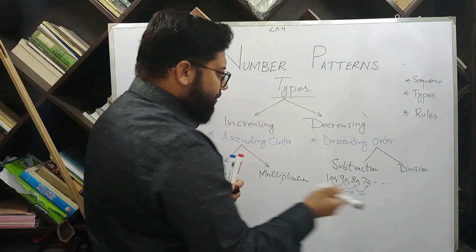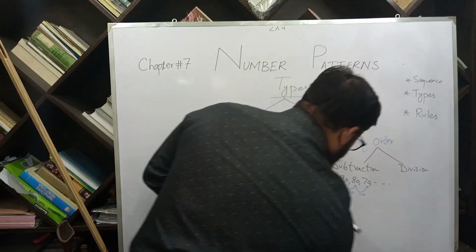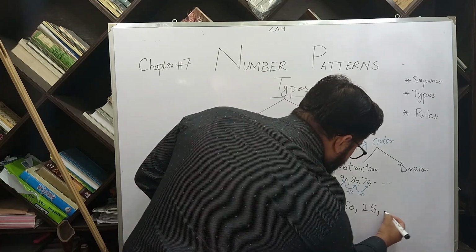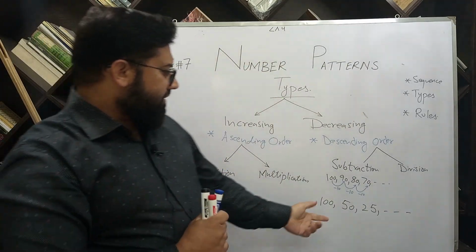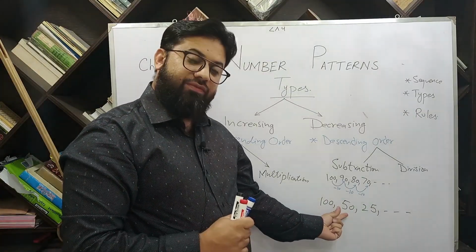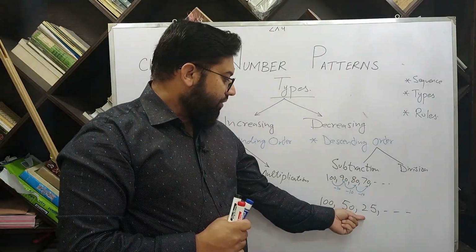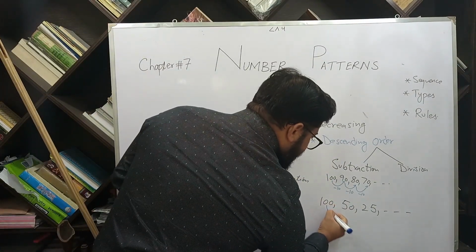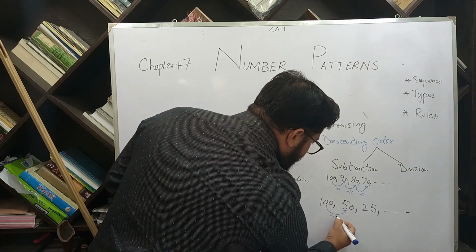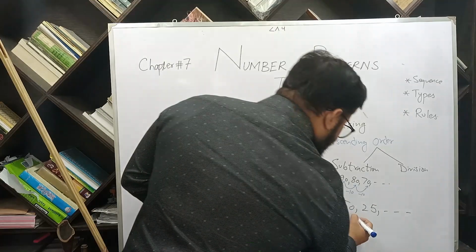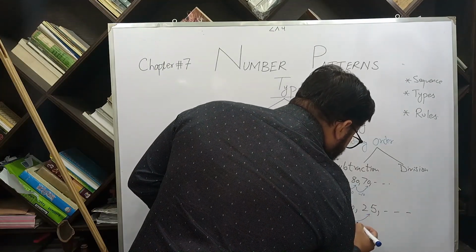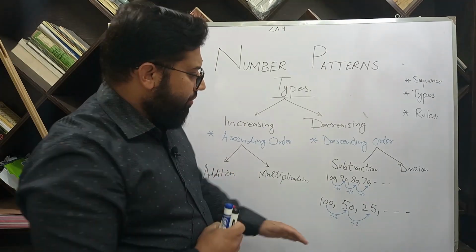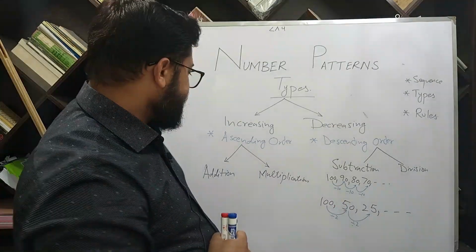But if the difference is very huge, for example, a somewhat similar example, 100, then 50, then 25 and onwards. See, the difference is very huge. 100 to 50, there is a jump of 50. Then from 50 to 25, a difference of 25. So the difference is uneven. When I checked, I came to know that 100 divided by 2 gives 50, then again divided by 2 gives 25 and onwards. So this is how we check which operation is in the background.